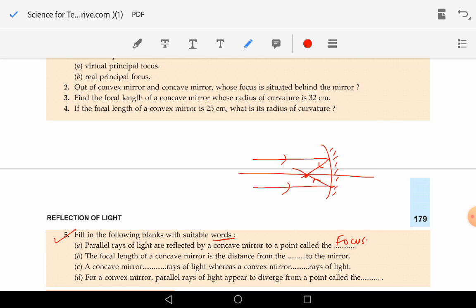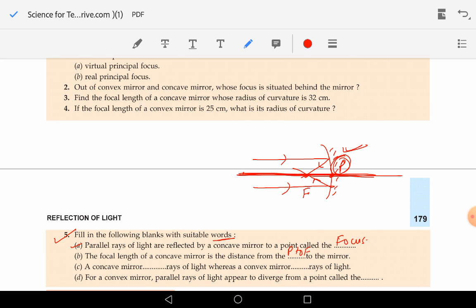Second one, B part: the focal length of a concave mirror is the distance blank. If this is the focus, the origin or the center point of the reflecting surface of the mirror is called the pole. So it is the distance from the pole to the focus. Every distance is measured on the x-axis from the pole, remember that. So it is the distance from the pole to the focus of the mirror.